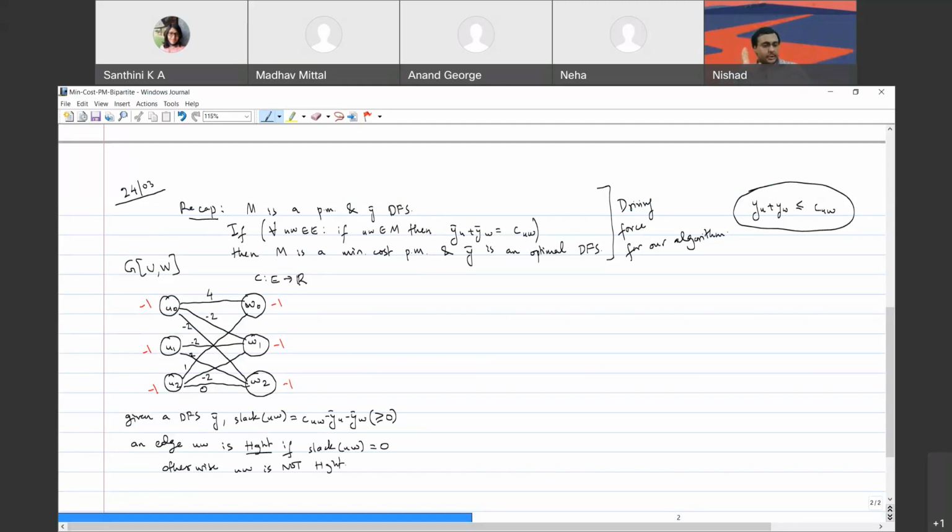And we want to get to a situation such that if you look at just the tight edges of the graph, there is a perfect matching in the tight edges. That is exactly the condition we have. We want the perfect matching, all the edges to be tight. So the goal is to reach a situation, well, what I mean is a y bar, such that there exists a perfect matching among the tight edges.